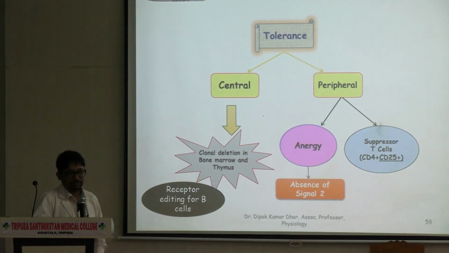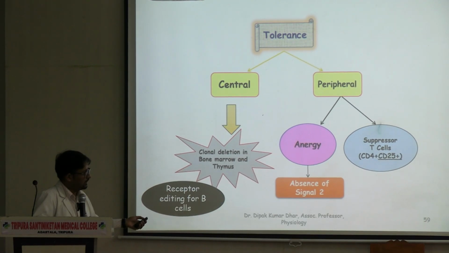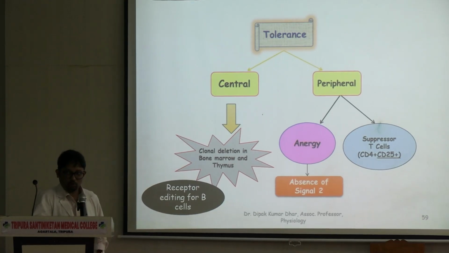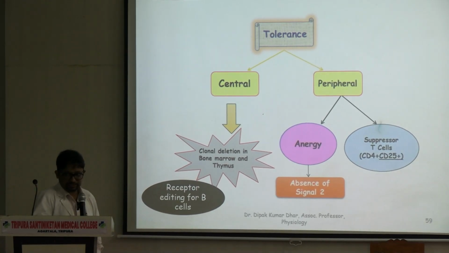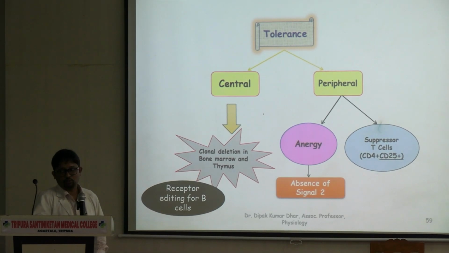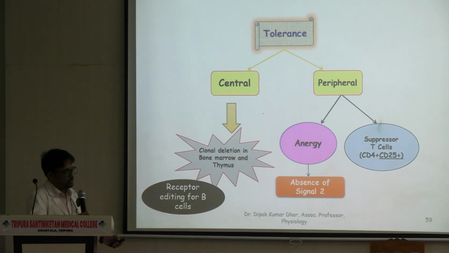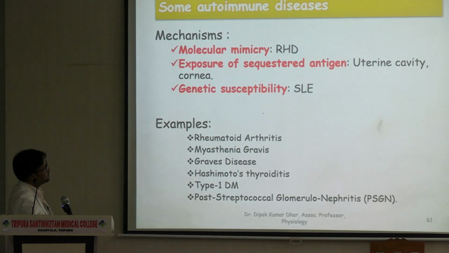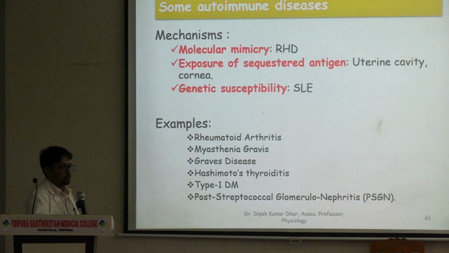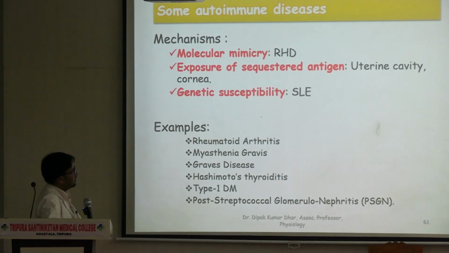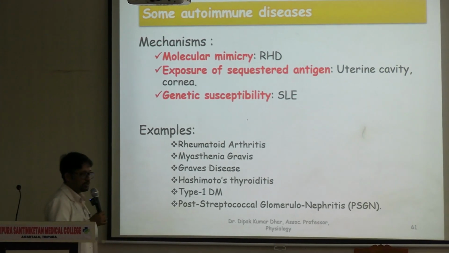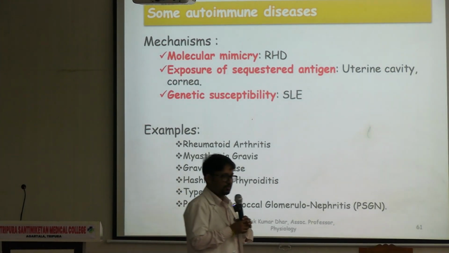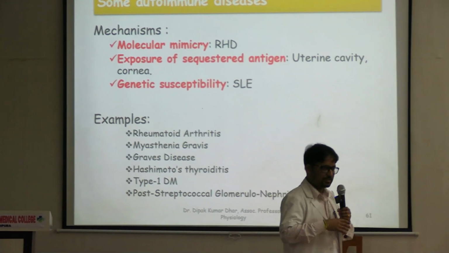If there is a breach of tolerance, at any level, if any of these mechanisms are not functioning, the body will start reacting against its own tissues. I'll show you some examples of that. So this is where you will have autoimmune diseases, right? The first one is molecular mimicry. This is what we see in rheumatic heart disease.